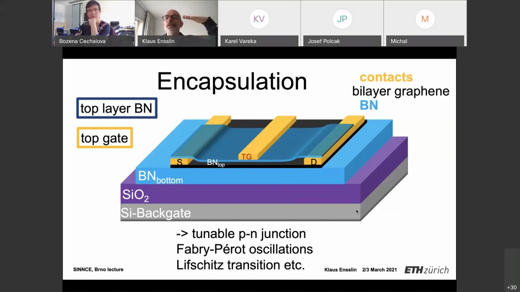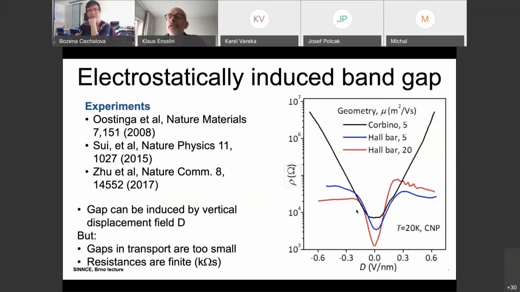And therefore, you can position the Fermi level in this gap and outside this gap. So let's see what happens to transport. I show you here some data from the group in Manchester of Andre Geim, which is from about 3 years ago. And I think 3 years ago, all of us suffered from a similar problem.